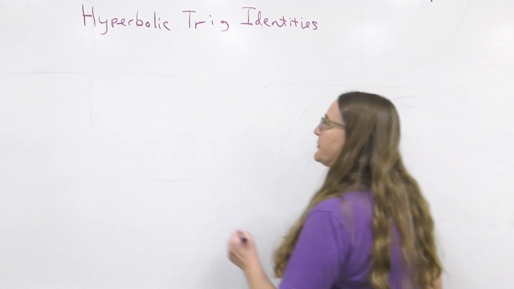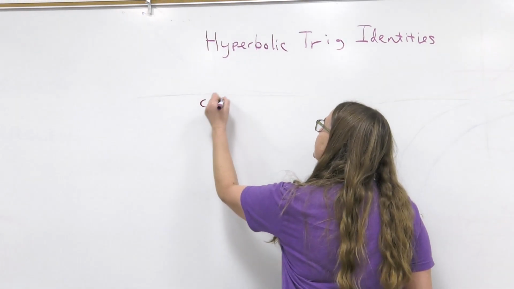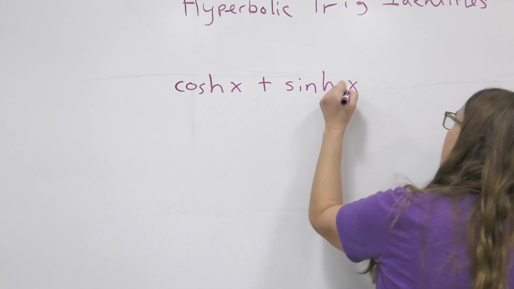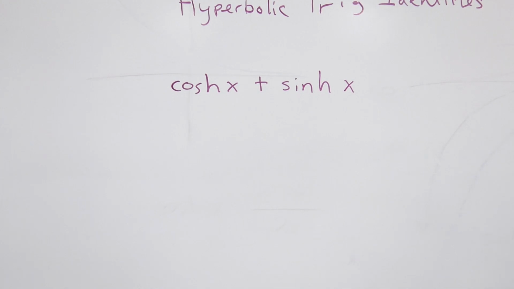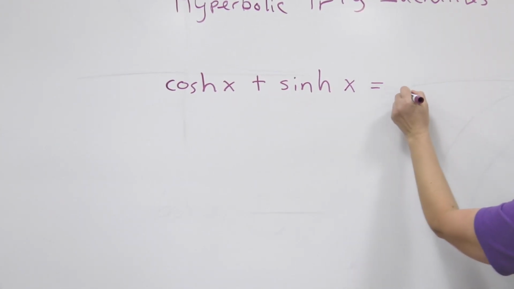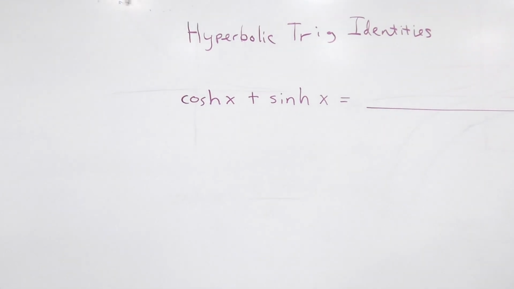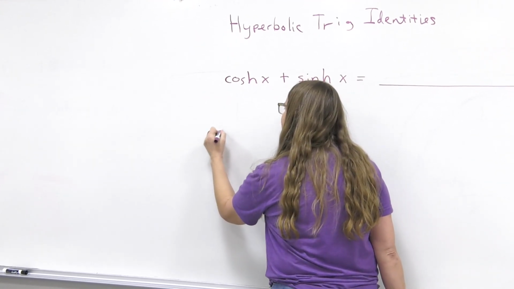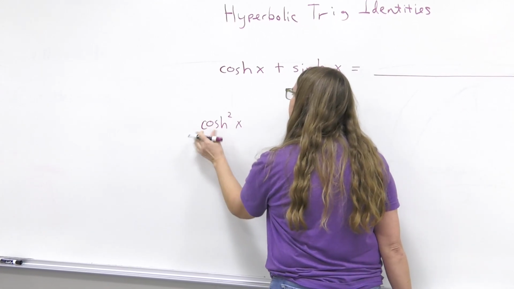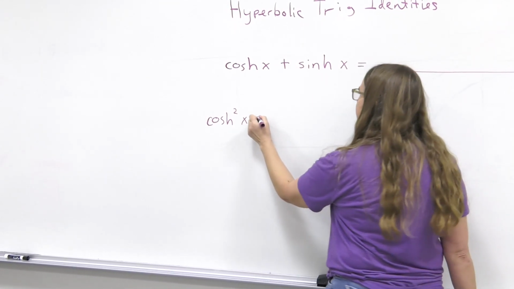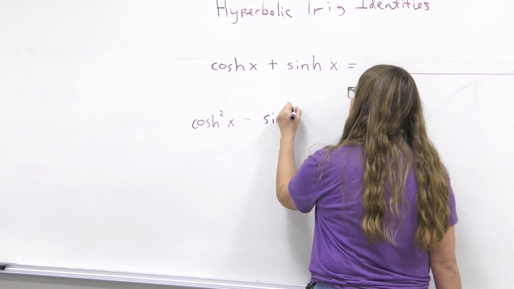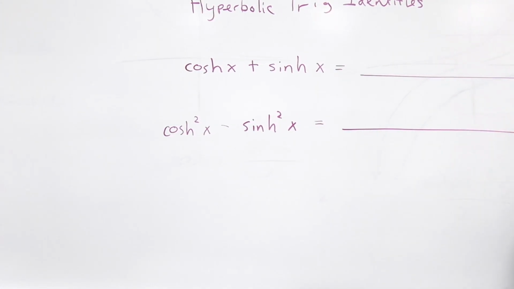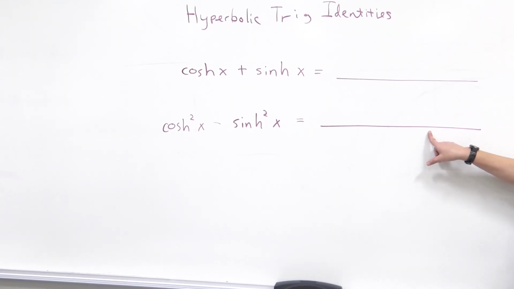Okay. So the first identity is I want to take a look at the sum of cosh x plus sinh x. And I'm going to leave it to you to work out what that is. So that's going to be your task in a moment. Your second task is I want to take a look at the difference cosh squared x minus sinh squared x. And again, that's going to be a task for you to figure out what that's equal to.